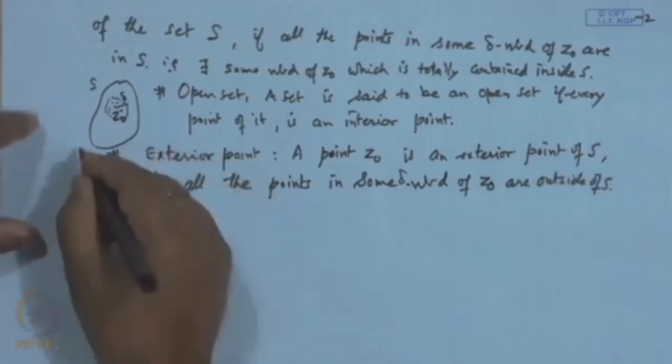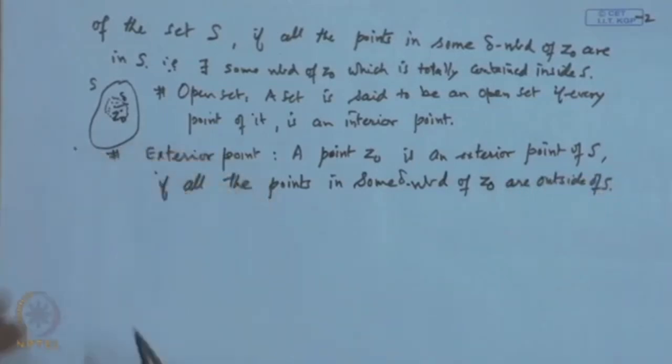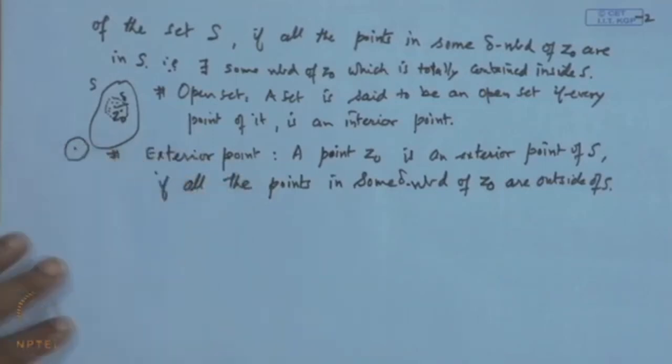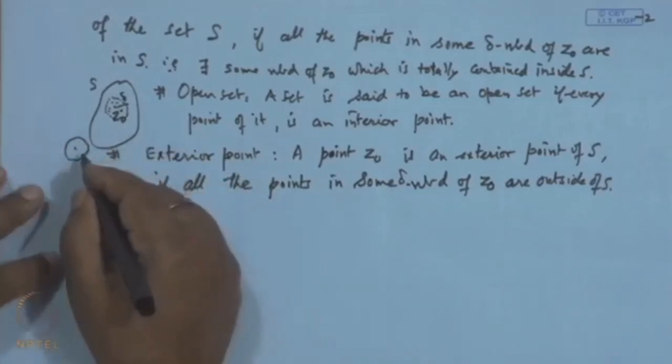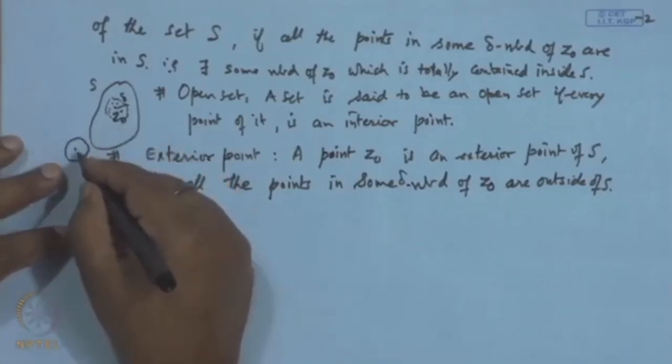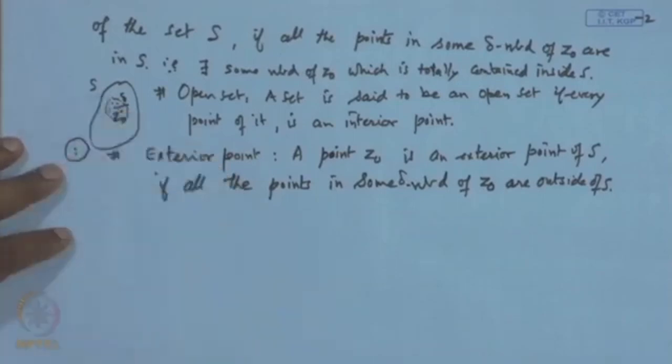So suppose this is a point here, and if we are able to get one neighborhood around this point which does not contain any point of S, then we say this point is an exterior point of S.